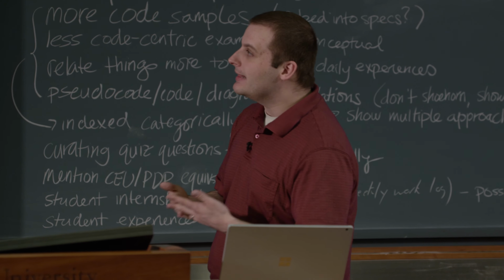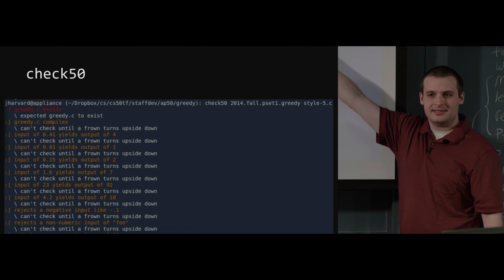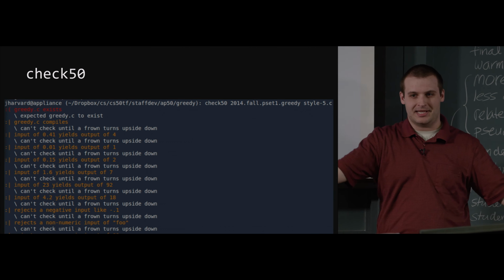Sometimes you might get something like this that's a little less helpful, but usually these ones are actually pretty easy to solve, this whole cascade of when you get frowns and then I have no idea what to do. So in this case, the student just passed a file called style5.c when they should have been passing greedy.c, and so when it compiled, the makefile had no idea what to do. It couldn't benchmark the two things side by side.